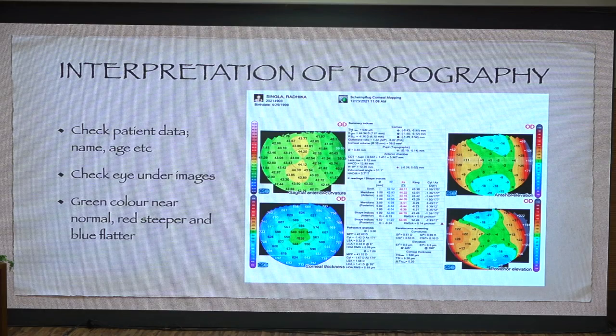Then these graphs are color coded. So green means the data is almost near normal. Then red means you are looking at the steeper areas, and blue ones are the flatter areas. So these four graphs are basically the axial scan, the thickness map, the anterior elevation and the posterior elevation. And all the figures are available in the center where you can see how much is the pachymetry, how much is the keratometry in a particular patient.